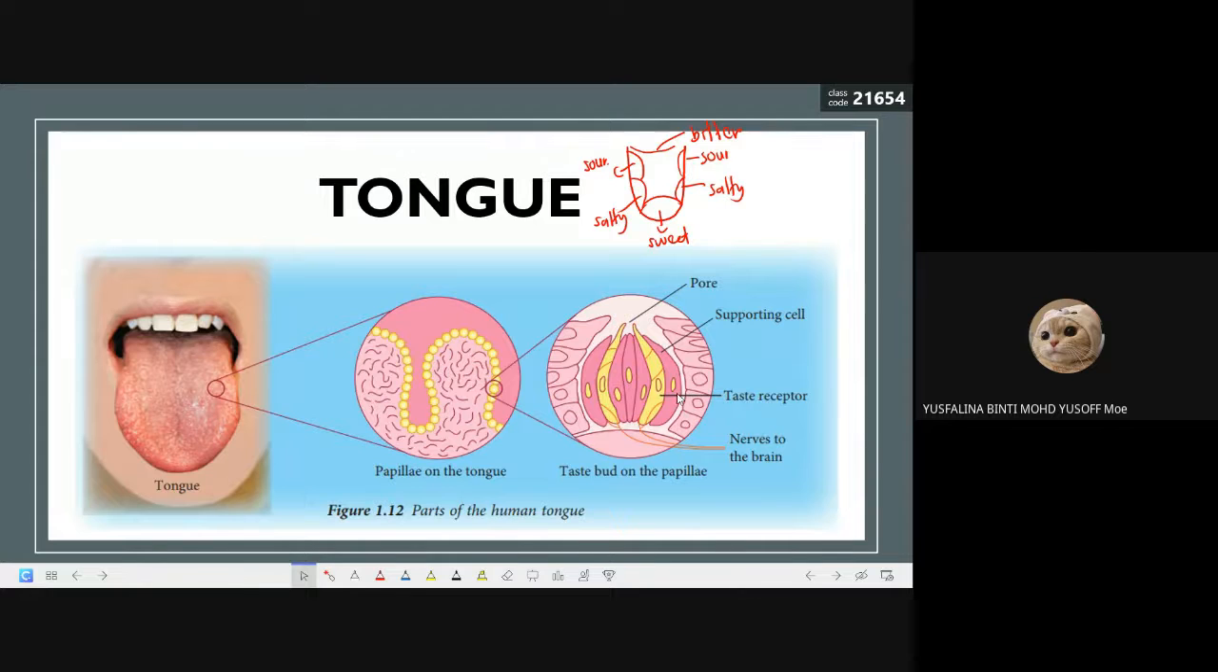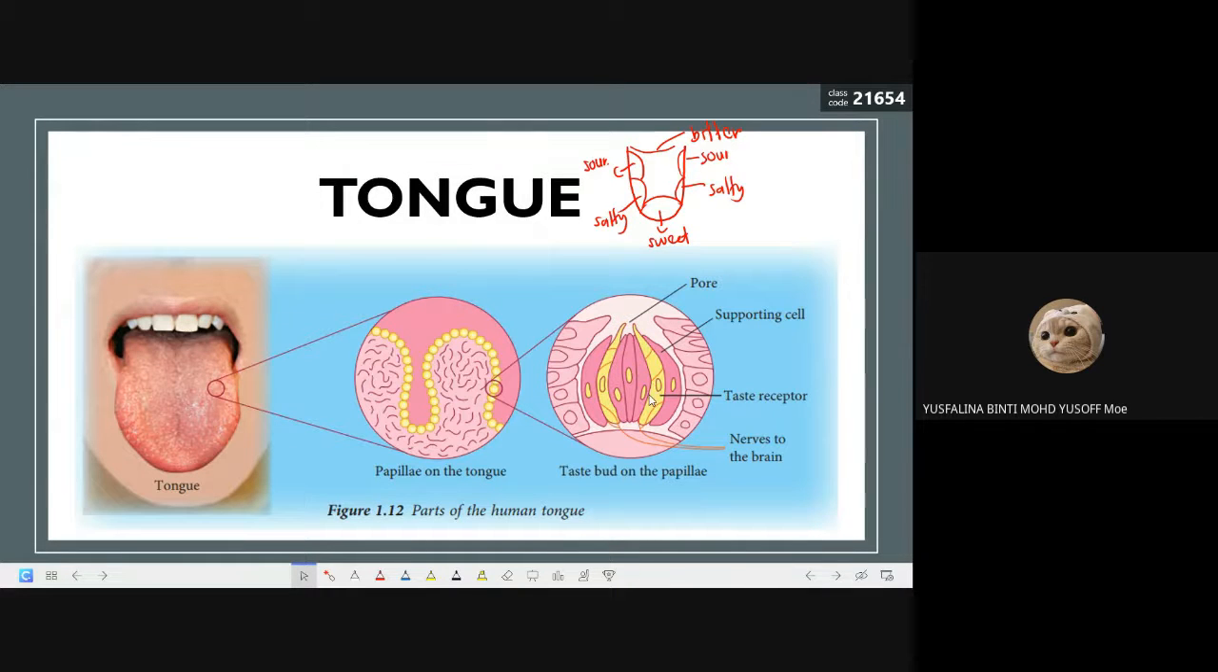Then you see the pink one. This is the supporting cell. And the yellow one here is the important one. Because of this, you can taste your food. This is called the taste receptor.